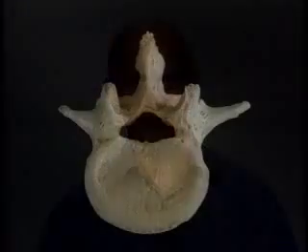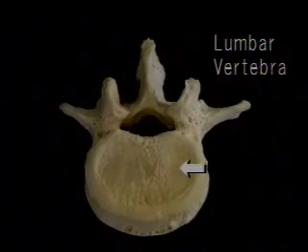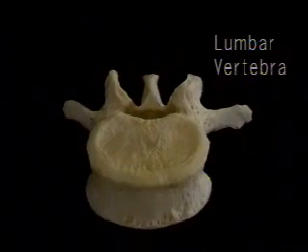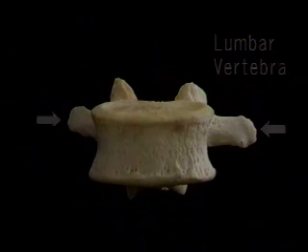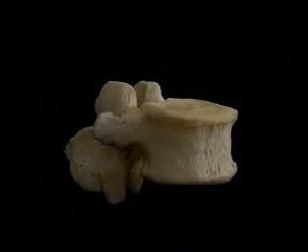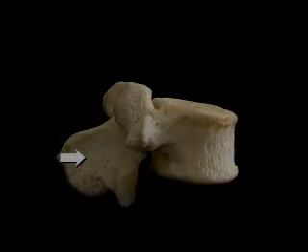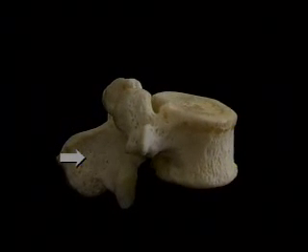Now, we'll take a look at a lumbar vertebra. The body is massive. The transverse processes are small. The spinous process is broad and points almost straight backwards.